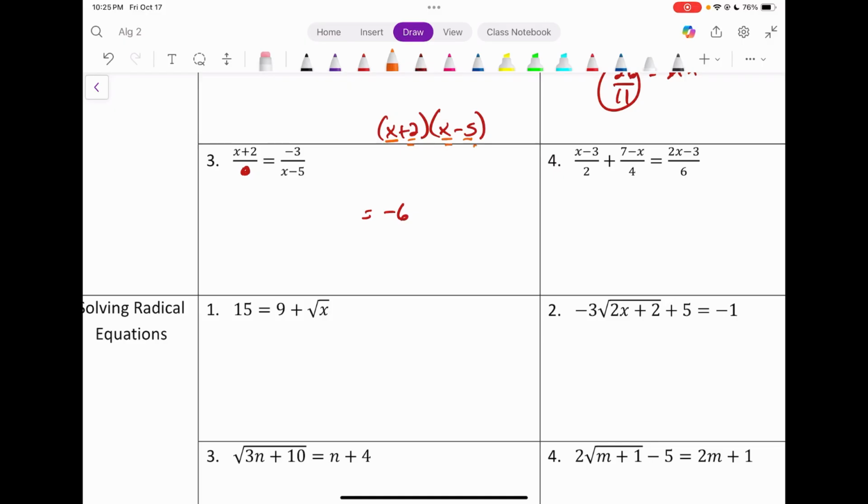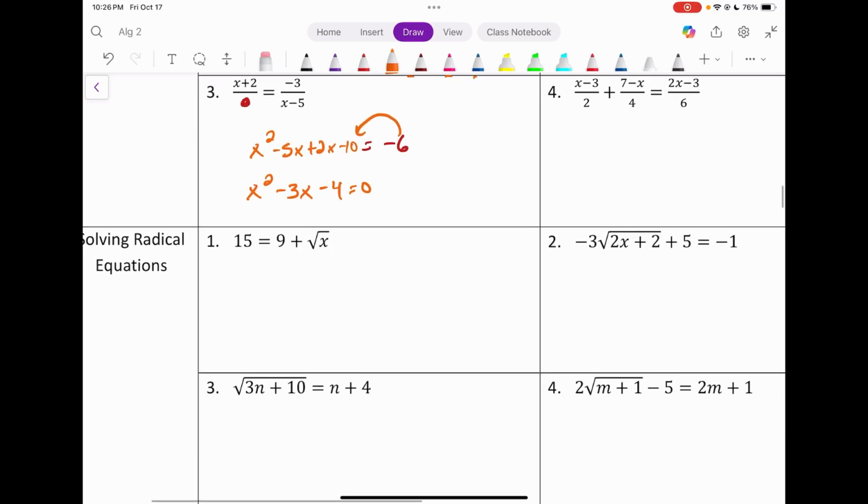And you're going to get x times x, x times negative 5, 2 times x, and 2 times negative 5, which is x squared minus 3x. And if you'd like to, go ahead and move that minus 6 over here. You get minus 4 equals 0. We can solve this by factoring or any other method that's applicable. What adds and multiplies would be a negative 4 and a positive 1. So my two answers are, if we set this equal to 0 and solve it, you get x is 4. Set this equal to 0 and solve it, you get x is negative 1.